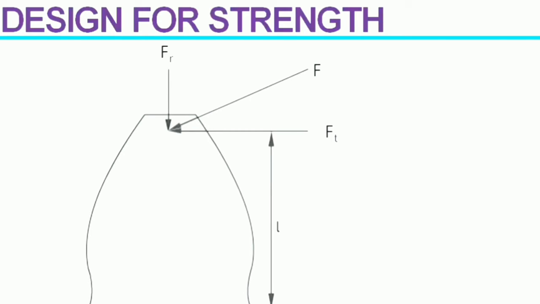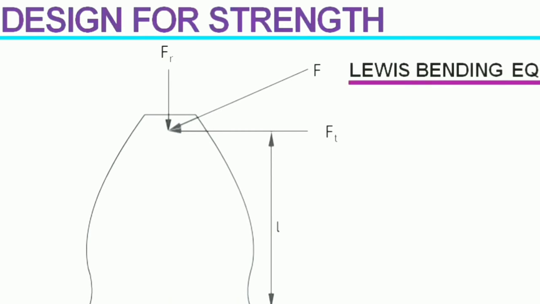You can avoid this kind of failure by designing with the help of an equation called the Lewis bending equation. Before proceeding to the Lewis bending equation, we should determine the tangential force first. You know, tangential force at the gear multiplied by pitch line velocity will be the same as power transmitted. And you know the power transmitted, so you can solve for Ft.